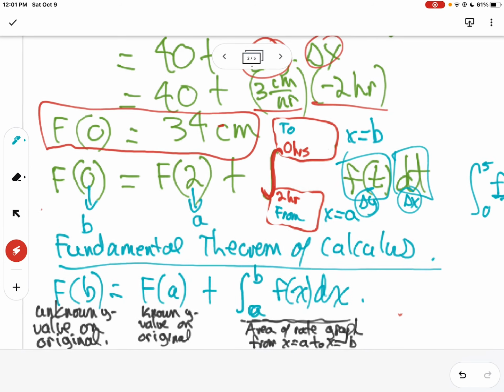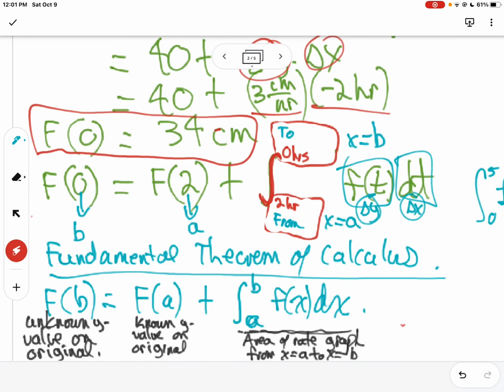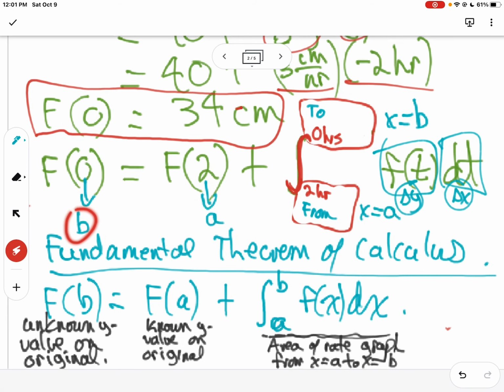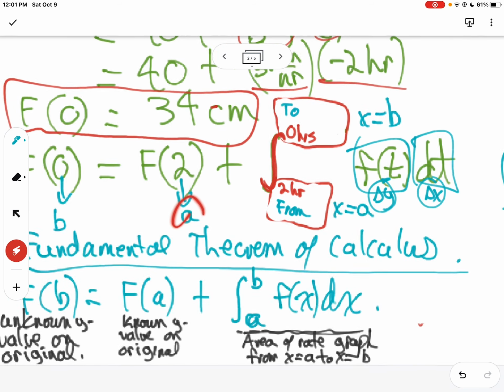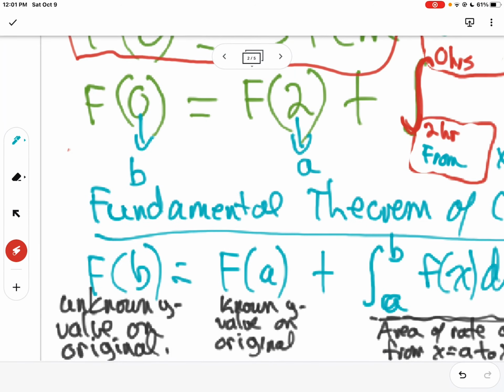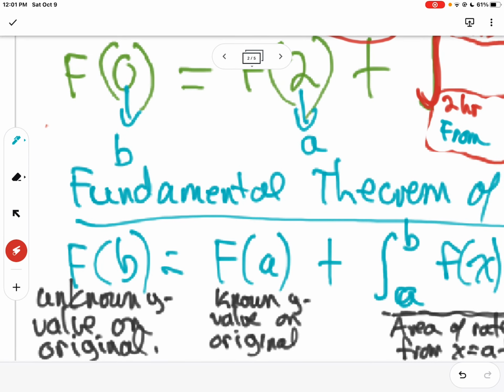So again, what we do is we label these. The thing that you want to figure out in this case is big F at an x value of b, knowing big F at an x value of a, and then add on all the accumulation, okay? So how do we do this? Well, I'll just write it right there.